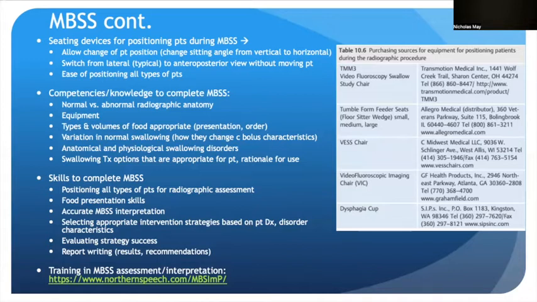variations in normal swallowing. Are you looking at something that is a normal variation, or are you looking at something that's disordered? And how swallowing can change given different bolus characteristics, the anatomy and physiology of swallowing disorders, like what do you typically see in a particular type of swallowing disorder, options for swallowing therapy that might be appropriate for the patient given a particular profile, and the rationale for these therapeutic modalities used.